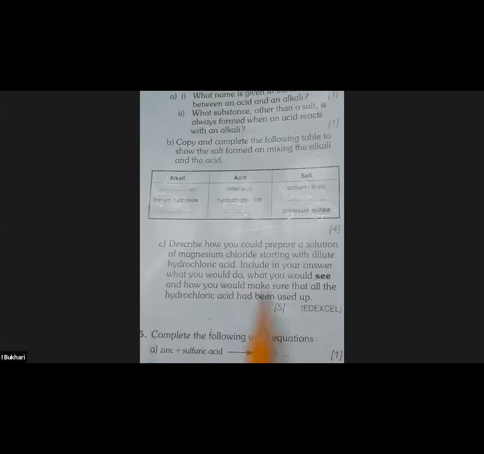Part C, describe how you could prepare a solution of magnesium chloride starting with dilute hydrochloric acid. Include in your answer what you would do, what you would see, and how you would make sure that all the hydrochloric acid had been used up. So basically you have to explain the whole process, starting from scratch, of how you prepared it.